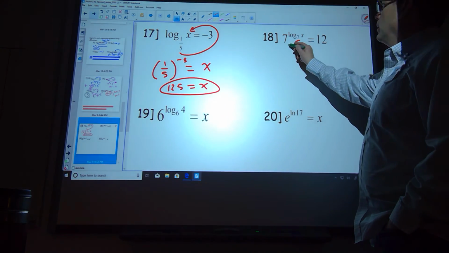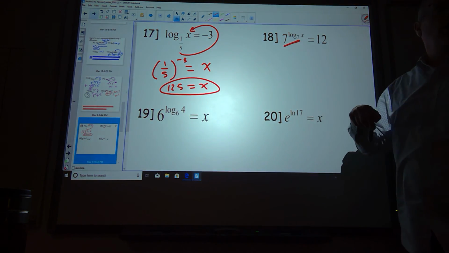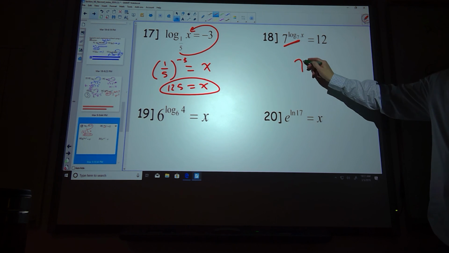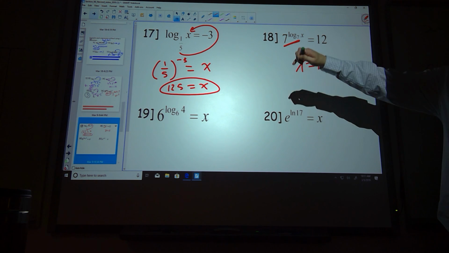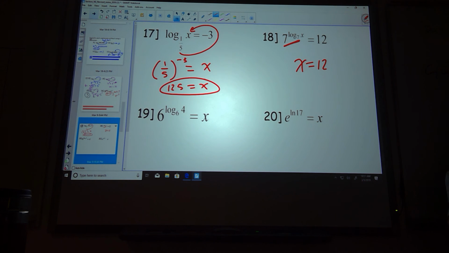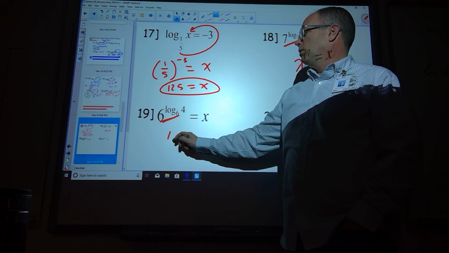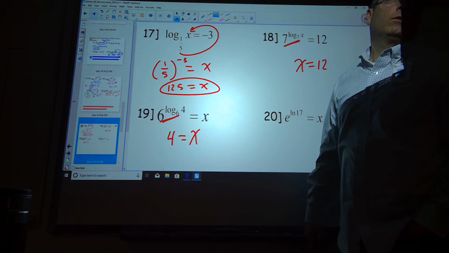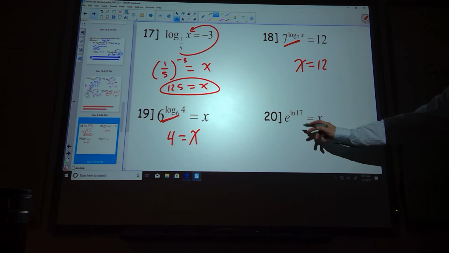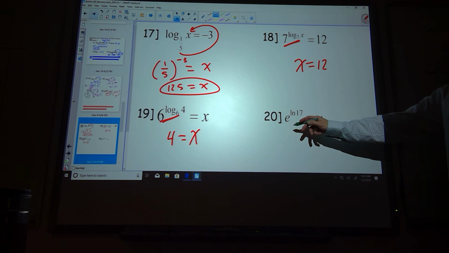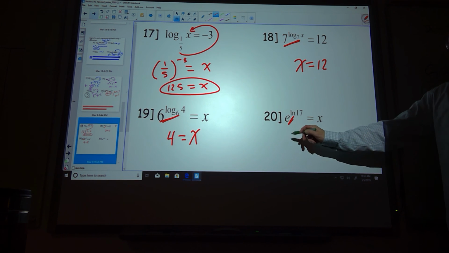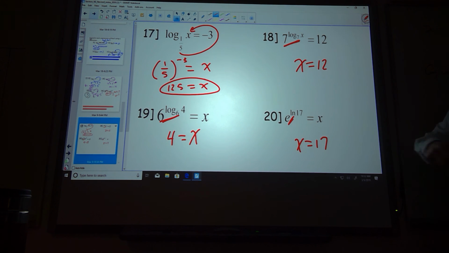Hey, anyone take a shot there? X equals 12, done. Just drop the mic. Because the stuff cancels out. Anyone want to take a shot at this? X equals 4. Ooh, e and natural log, they undo each other. X equals 17. Yay, done.